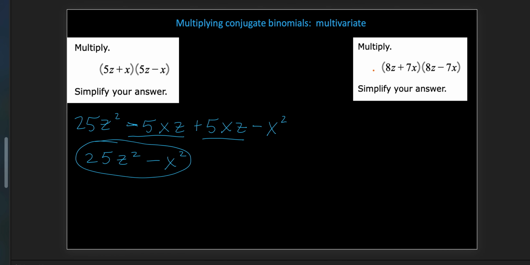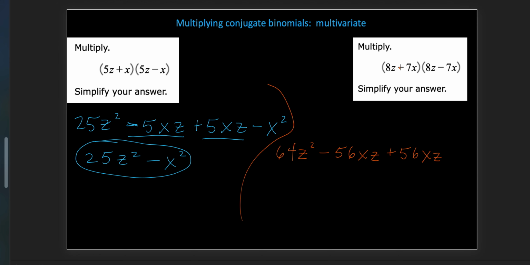Now for this problem, we have 8z times 8z for our first positions. That will make 64z squared. And for the outer, we have 8z times negative 7x. So those numbers make negative 56, and then we just write xz. And the inner is kind of the same thing, 7x times 8z, and it's plus 56xz.